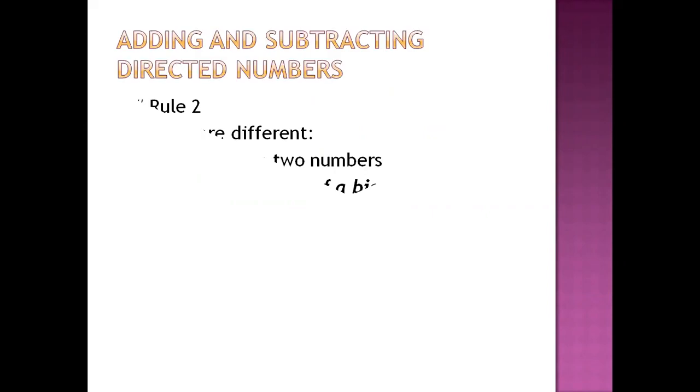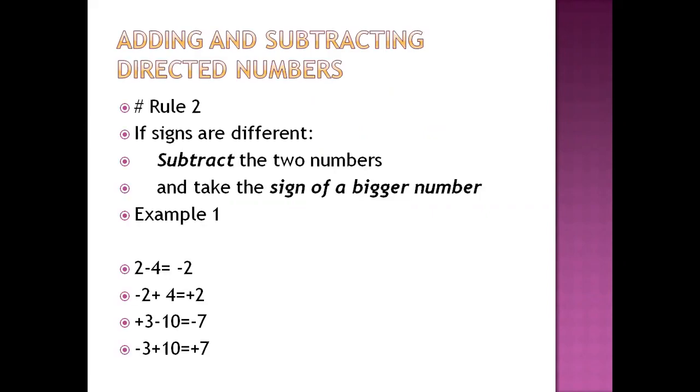Okay, let me start. Rule number 2. We are still adding the directed numbers. We need to follow the principle. Math is about principles, and those principles need to be obeyed for us to get correct answers. Rule number 2: in this case, signs are different. We have a minus and a plus. If signs are different, what do we do?